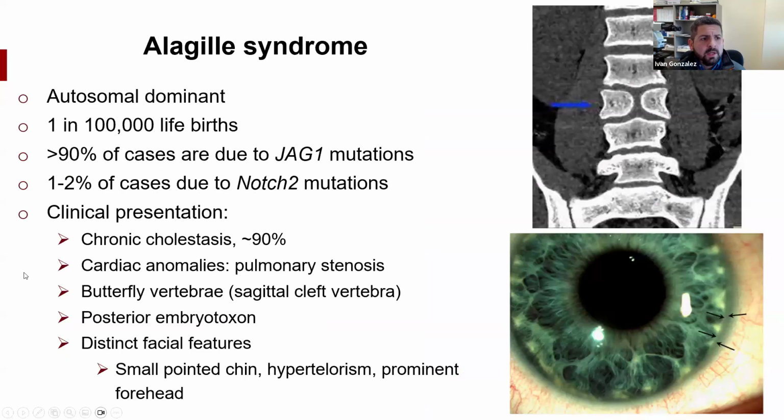So Alagille syndrome, autosomal dominant, quite rare, 1 in 100,000 live births. Most of the cases are due to JAG1 mutations, and then 1 or 2% of the cases are due to NOTCH2 mutation. The rest, we still don't know what's the cause.